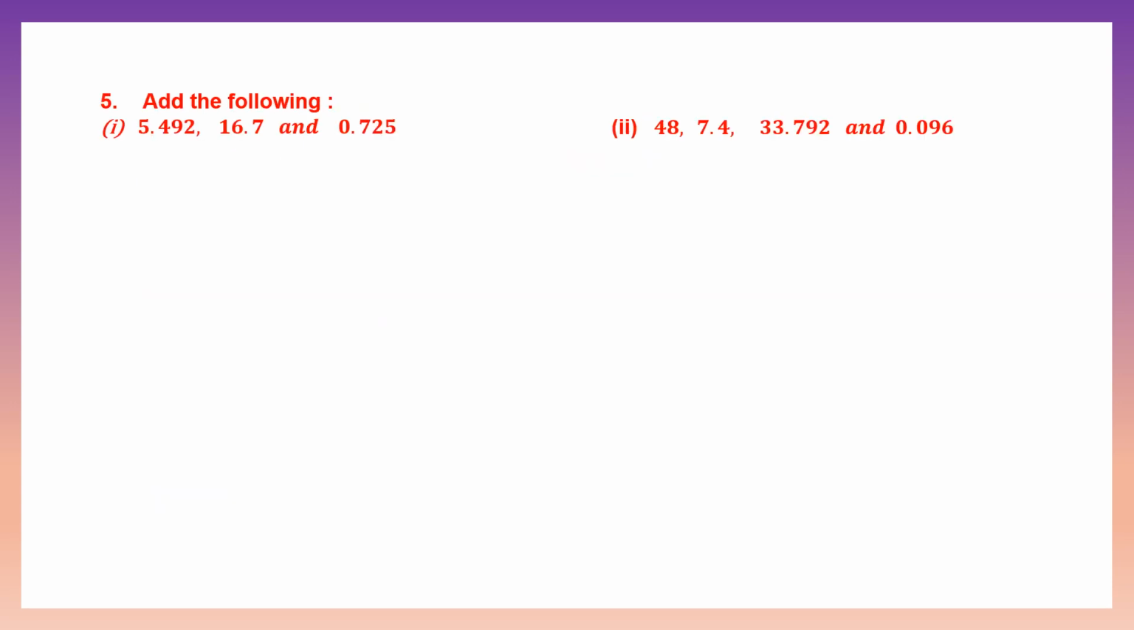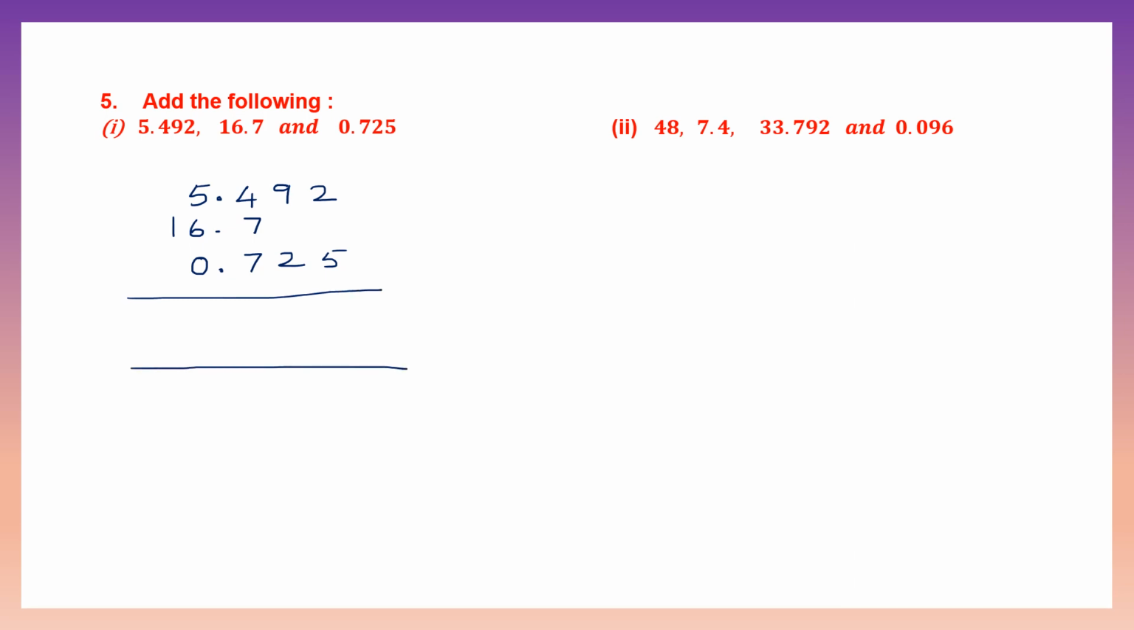Question 5, add the following. So complete your addition and then check the answer. First step is arranging them. Okay, so 5.492. Then we have 16.7. Then 0.725. Okay, this is the first thing you do. Arrange them all like this.